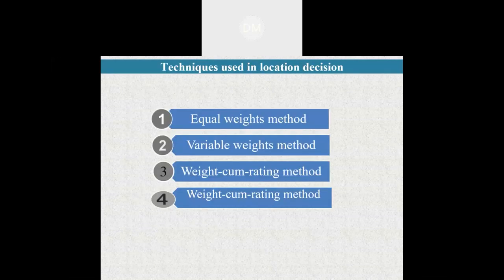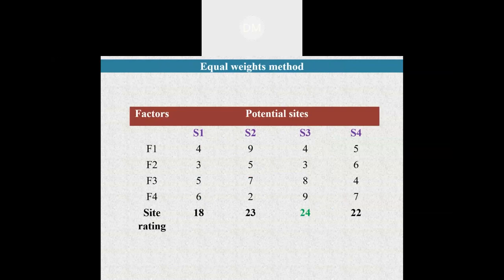Then techniques used in location decisions: equal weight method, variable weight method, weight cum rating method, and comparative weight rating method. Okay, these are four methods. Equal weight method: suppose factors F1, F2, F3, F4. Factors are transportation, manpower supply, infrastructure, raw material availability, and S1, S2, S3, S4 are the sites. It means you select four sites, and every site is compared with these factors.